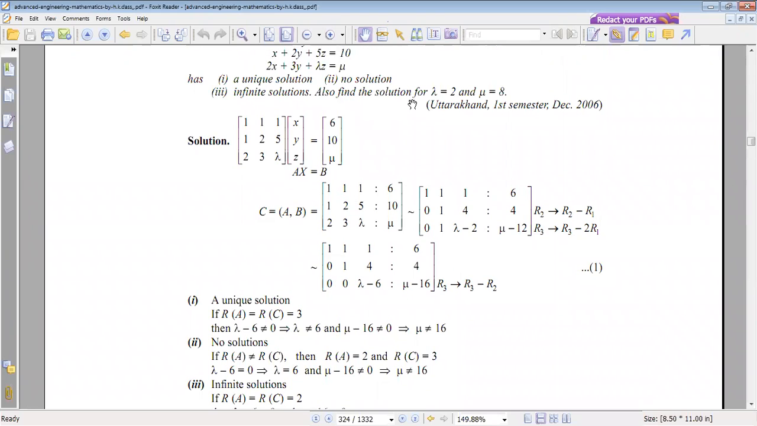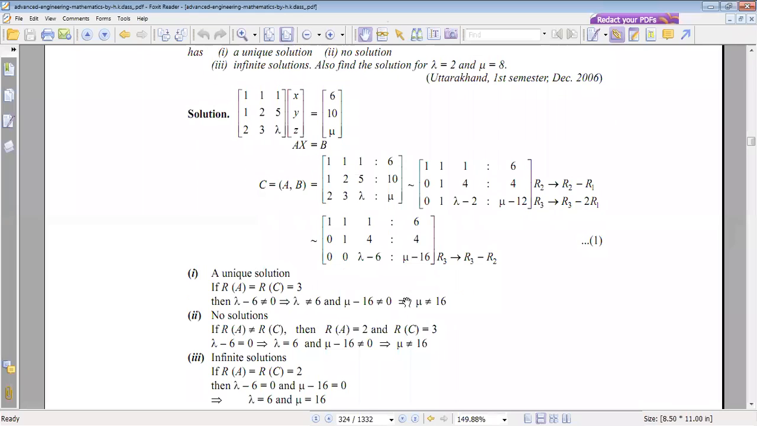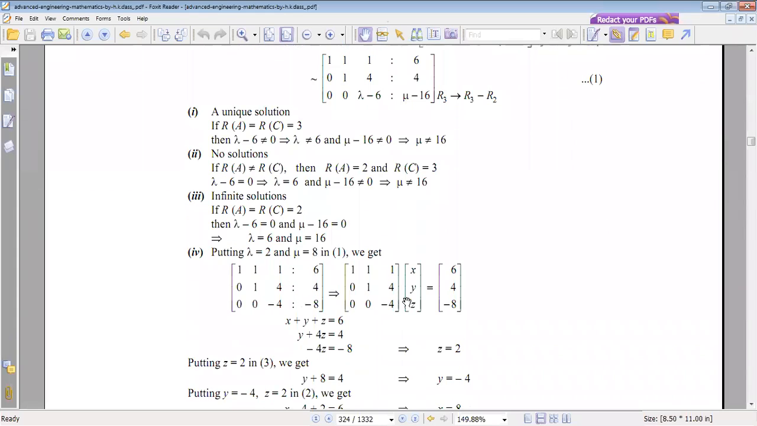And the fourth one is, third one, also find a solution for lambda equal to 2 and mu equal to 8. So if lambda is equal to 2, then lambda minus 6 will be 2 minus 6, which is minus 4. And if mu equal to 8, then 8 minus 16, that means minus 8. Clear?